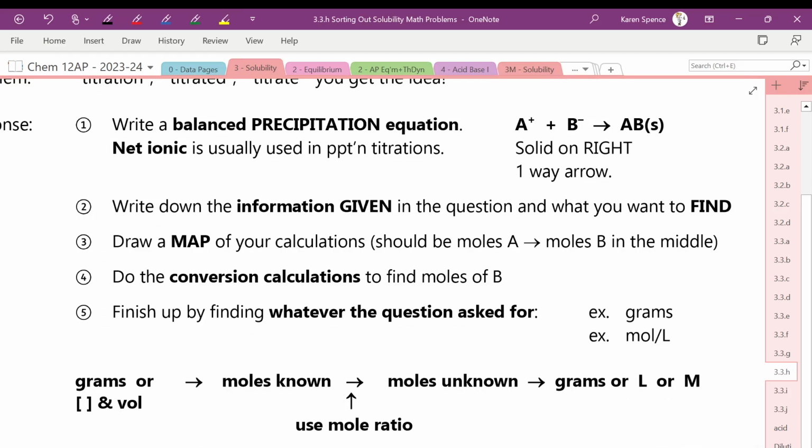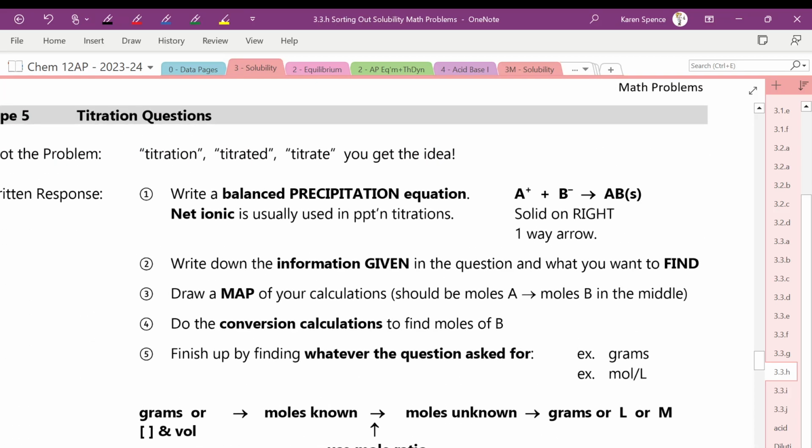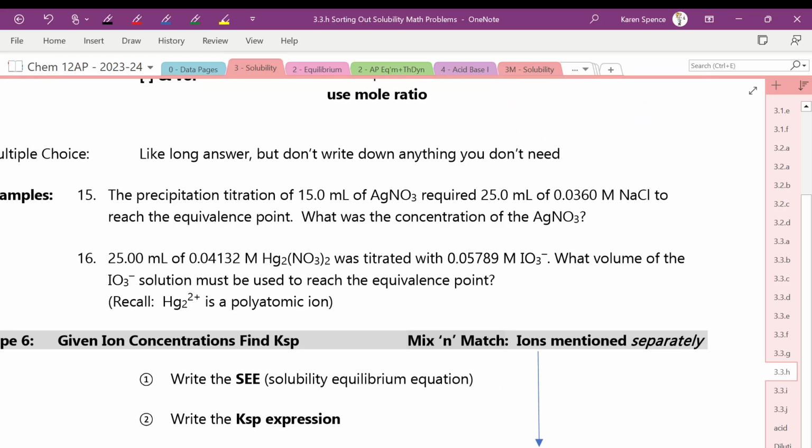And then, of course, we have titrations. This one, you're not going to write the C, you're going to write the precipitation equation. Do not write the C for a titration. It's the only one where you don't write a C. Okay? Titration. Titrated. Ooh. Pretty easy to recognize them, yes?